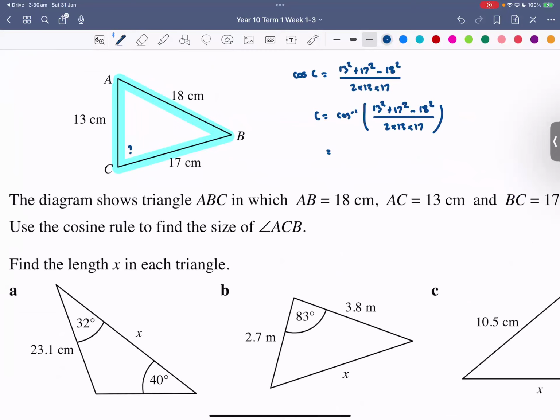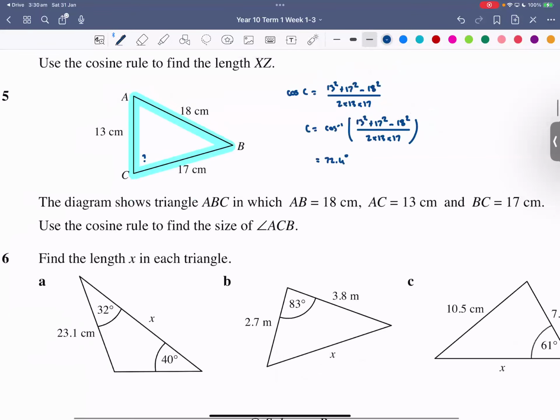Anybody? Krish, what do you get? 72.4. C is 72.4. Pretty easy stuff. That's year 10 maths. Alrighty. Next one.